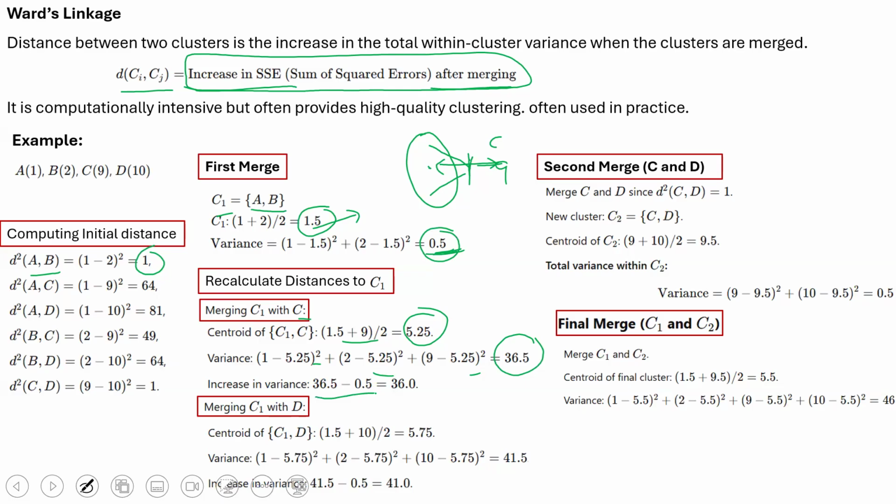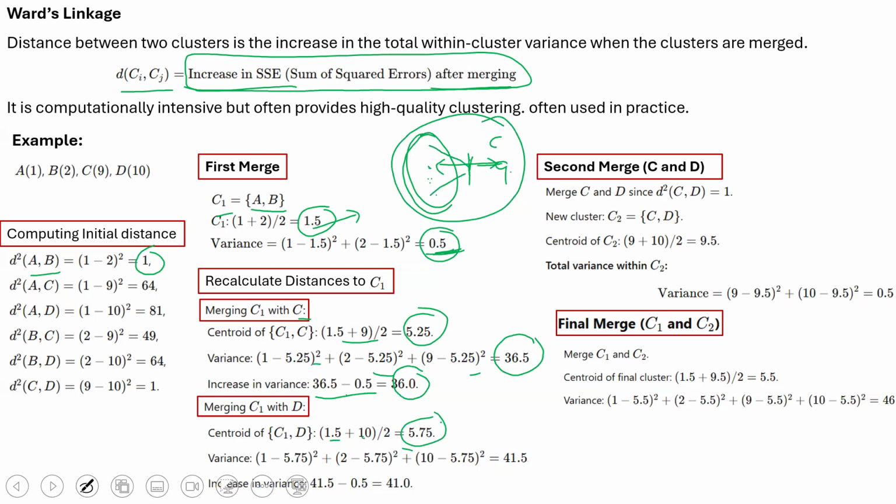Increase in the variance is nothing but the variance of the total combined cluster minus the variance of this cluster, which is 36.5 minus 0.5, which is 36.0. Now merging C1 with D, we are merging cluster C1 with the point D. So now take the median again, 1.5 plus 10 by 2, which is 5.75. So this is a new centroid.